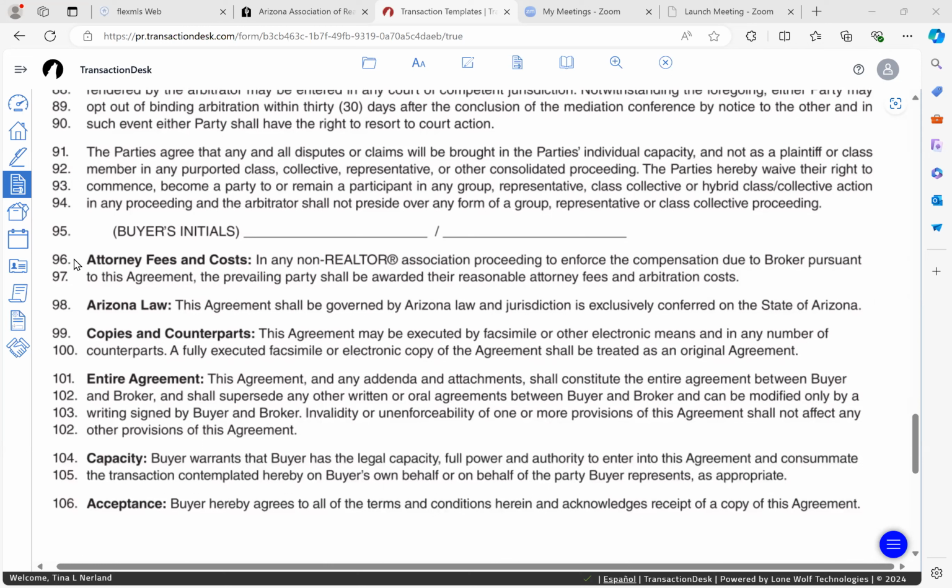Attorney costs and fees. In any non-realtor association proceedings to enforce the compensation due to broker pursuant to this agreement, the prevailing party shall be awarded their reasonable attorney fees and arbitration costs. Again, like our other forms, Arizona law: this agreement shall be governed by Arizona law, and jurisdiction is exclusively conferred on the state of Arizona.